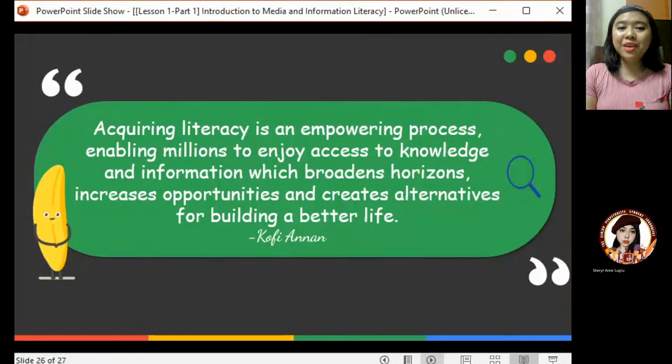And to end this lesson, I would like to give you a little bit of advice from our dear friend Kofi Annan. Acquiring literacy is an empowering process. Indeed, right? Enabling millions to enjoy access to knowledge and information, which broadens horizons, increases opportunities, and creates alternatives for building a better life. I do hope that after this discussion and, at the same time, after the semester, we would finally call ourselves media, information, and technology literate.